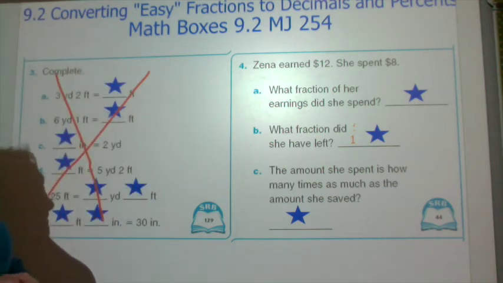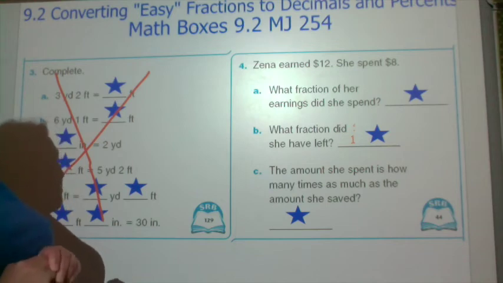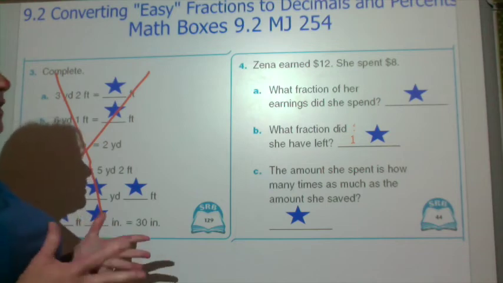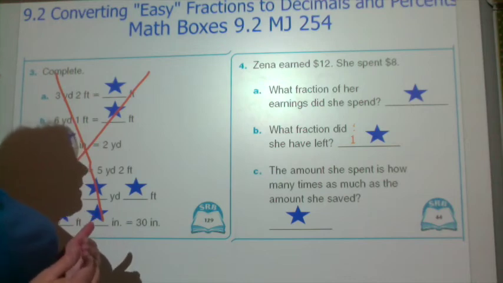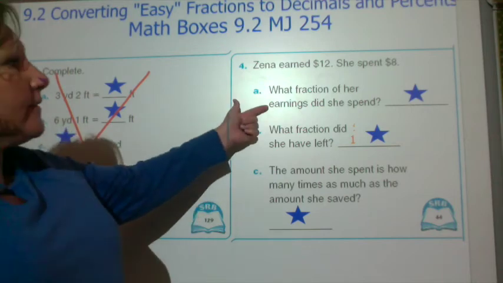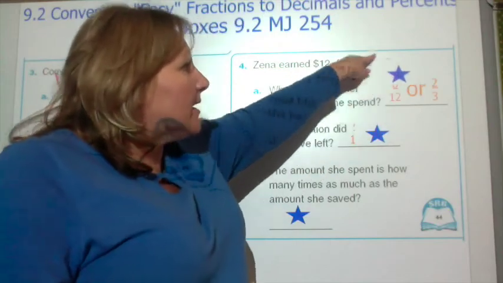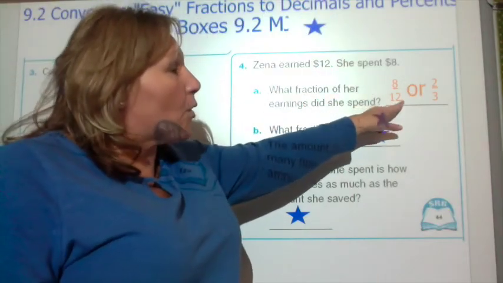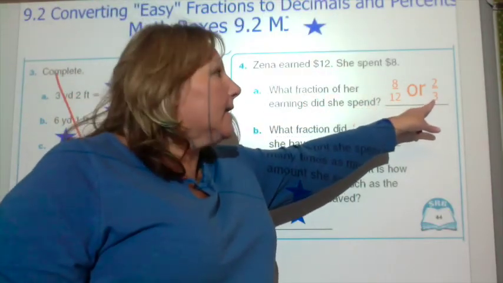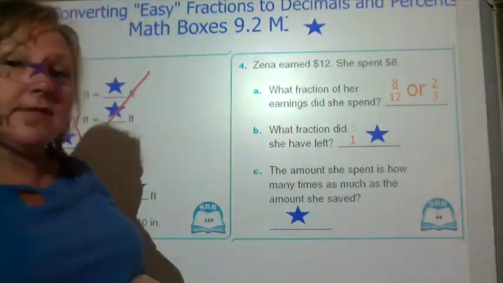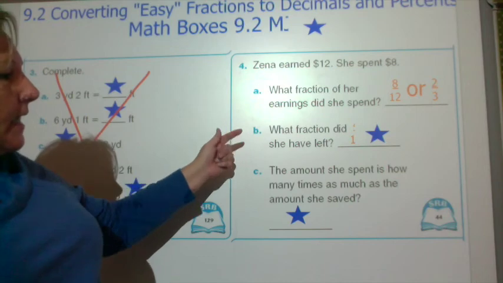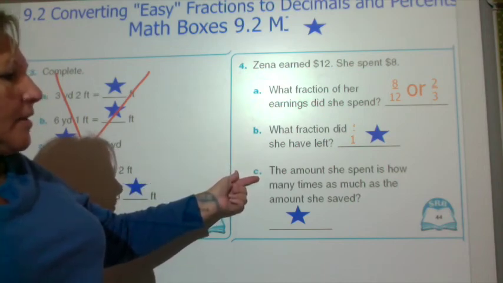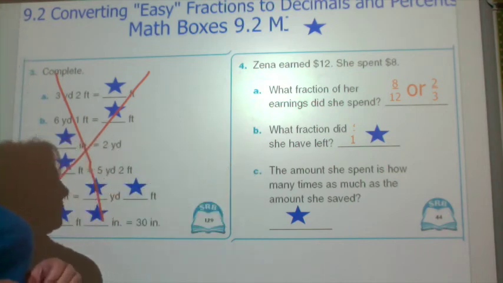Number 4, Zena earned $12. She spent $8. So how many dollars did she spend, or did she have altogether? She had 12, but she spent 8. So we're going to put those two numbers into a fraction. What fraction of her earnings did she spend? She spent 8/12, or if you know how to simplify, 2/3. Same thing. Those are equivalent. See if you can figure out what fraction she had left, and about what the amount that she spent is how many times as much as the amount she saved.